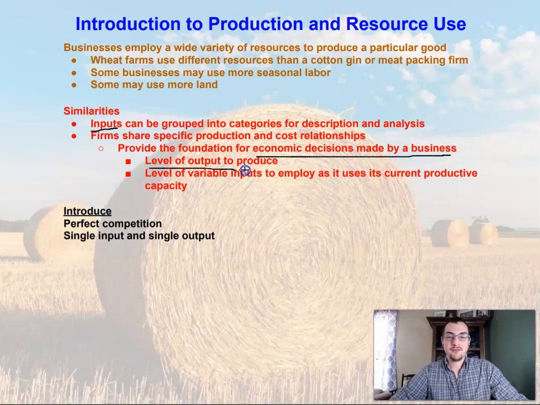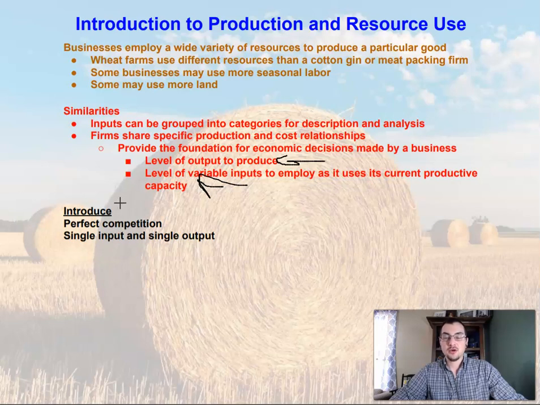So in this chapter, we're going to provide a foundation for economic decisions made by businesses. We're going to look at the level of output to produce. What is the profit maximizing level of output? We're going to talk about the level of variable inputs to employ as it uses its current productive capacity. As this chapter goes on, we're going to talk about those similarities and basically group all businesses together: what level of output they should produce, and what level of variable inputs they should use to employ their current productive capacity.